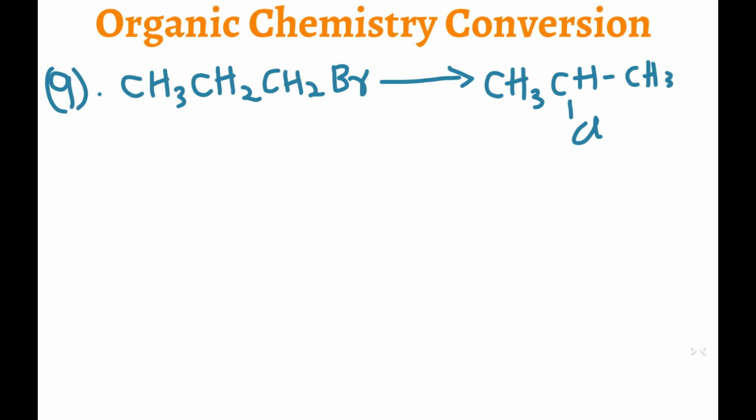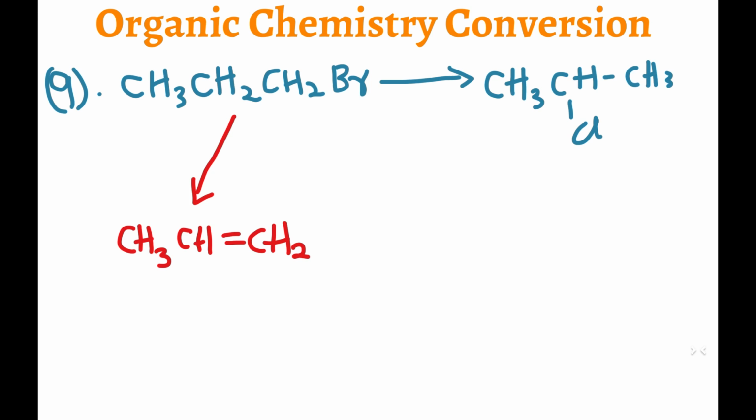In the ninth organic conversion, we have bromopropane. Then we need to convert this bromopropane into 2-chloropropane. First of all, you should know that this organic conversion can be done with 3 steps. According to the last organic conversion, initially we made propene. Also in our ninth organic conversion, we have to make propene in our first step.